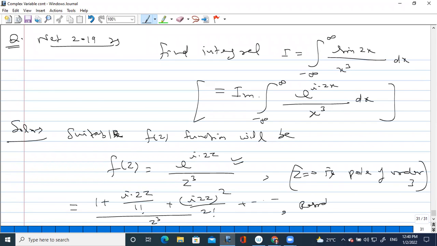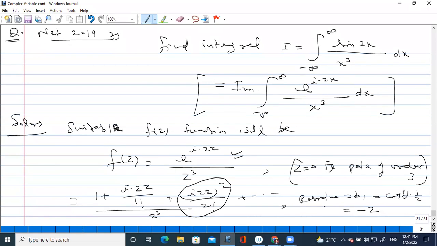Okay. So residue will be equal to b1, means the coefficient of 1 by z. And what is the 1 by z here? From here you will get 1 by z cube. From here you will get 1 by z square. From here you will get z square by z cube. From here you will get 1 by z. So what is the coefficient of this? That will be the answer. So it will be i square is -1, 2 square is 4, divided by 2. So that is 2. So -2 is the answer. Understood? So residue will be this much. Note down this.